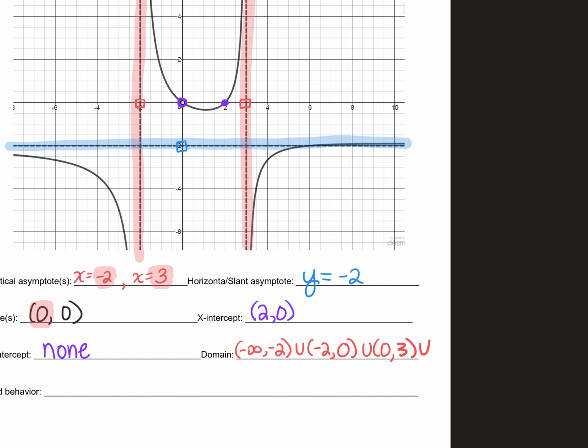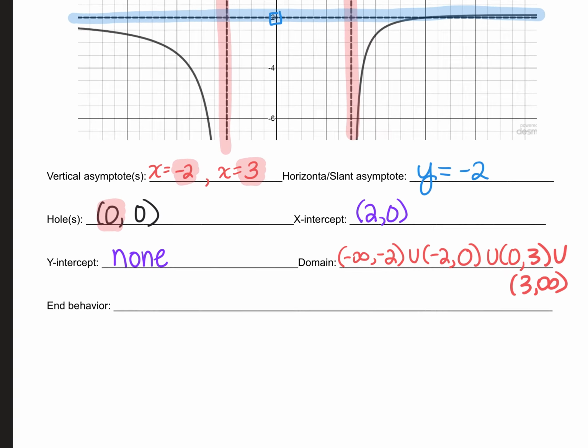And then we can pick up and go on the other side of x equals 3, and we keep going forever. We never have to pick up our pencil again. So at that point, we would say it's from 3 to infinity. So this time we have 4 parts to our domain.